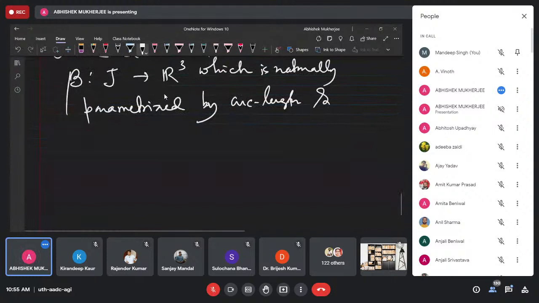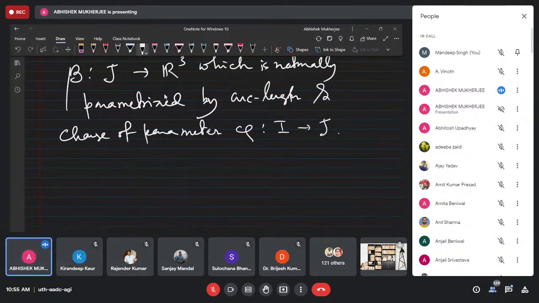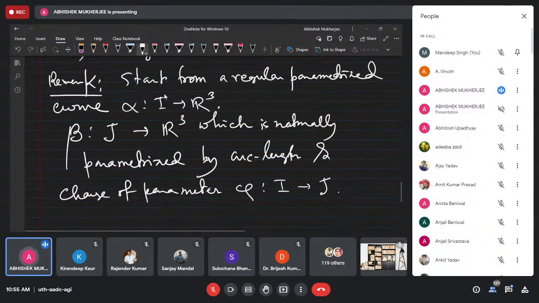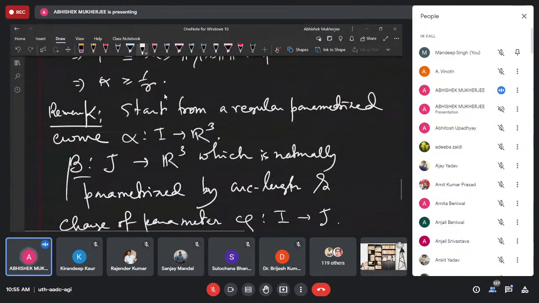Okay, and you can consider the change of parameter here. Suppose it is phi from I to J. With the help of this change of parameter, we have already shown that the trace of alpha and the trace of beta are the same, and this provokes us to extend all the local concepts that we have already discussed for this kind of curve to alpha.